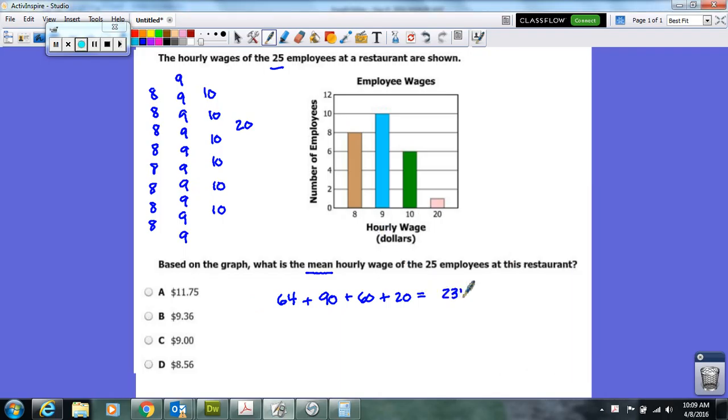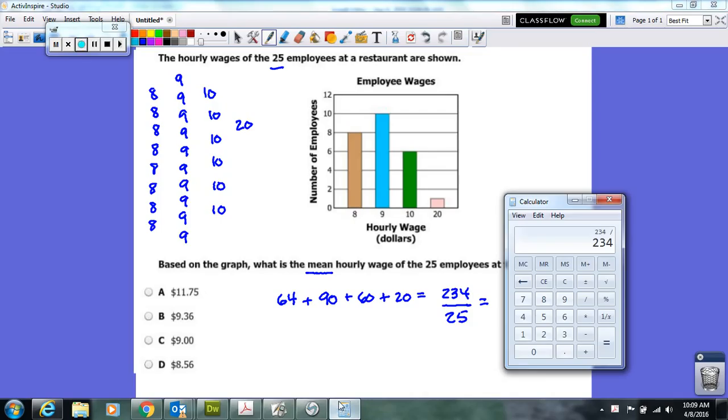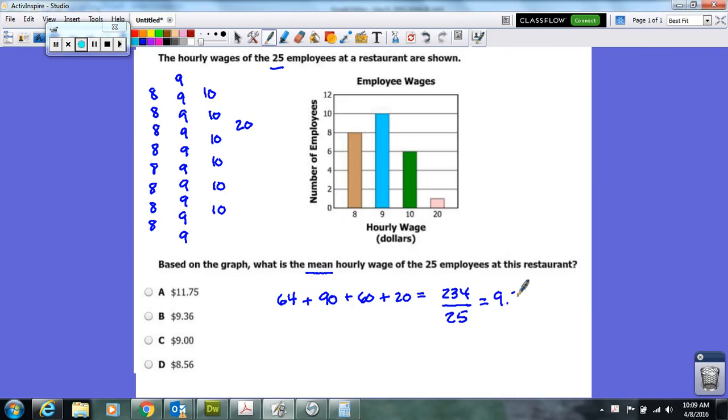So that's all those different hourly wages added together. And then we just take that number and divide by the total number of wages there were. Again, there were 25 of them. And when I plug that into my calculator and divide by 25, that gives me $9.36 as my mean hourly wage. So answer B is the answer we're looking for.